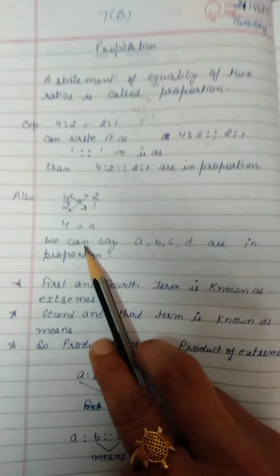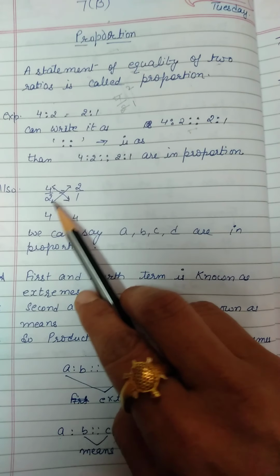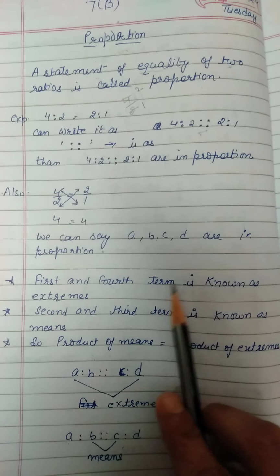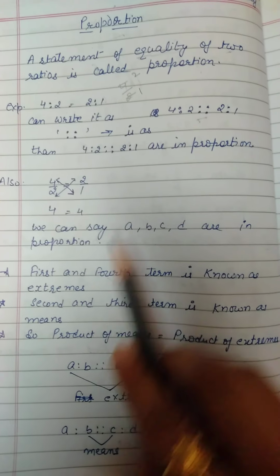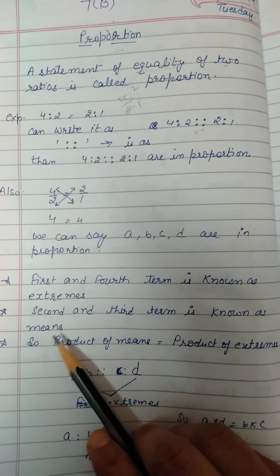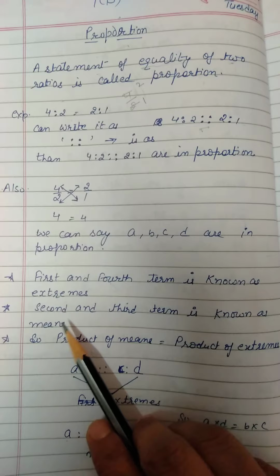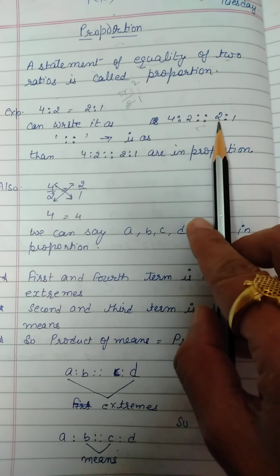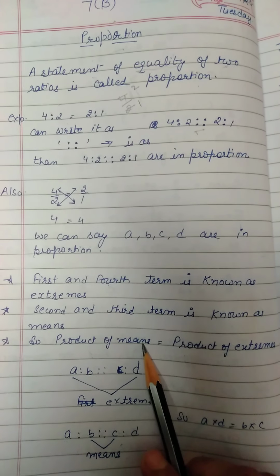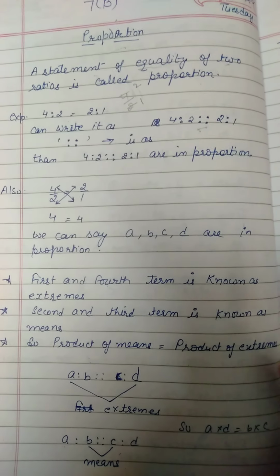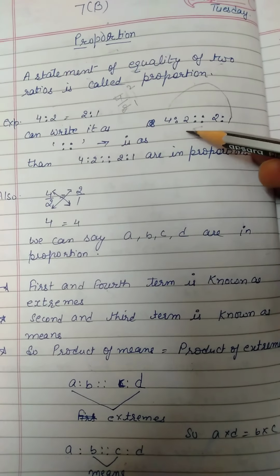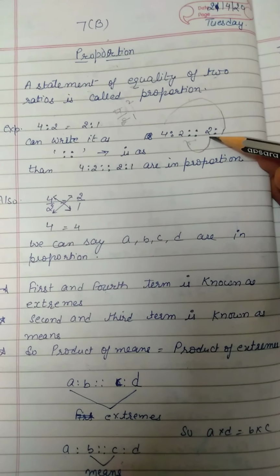So we can say that A B C D are in proportion. First and fourth term is known as extreme. Second and third term is known as mean. So we said product of mean is equal to product of extreme, because if you multiply this, product of extreme is equal to product of mean.